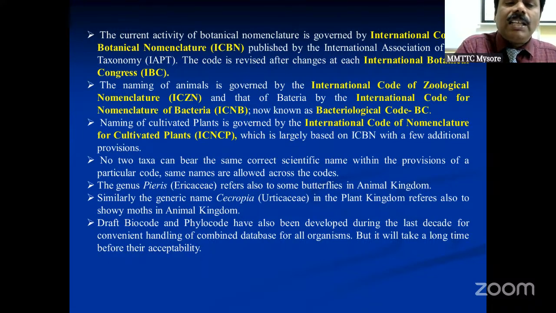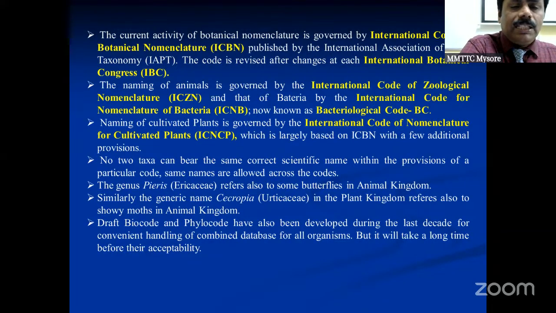No two taxa can bear the same correct scientific name within the provisions of a particular code. But across codes, the same name is allowed. The same name, if it is available in ICBN, will also be admissible in ICZN. There are cases I am going to tell about. That means the same names are allowed across the codes, but within the ICBN, the same name cannot be allowed. That is the mandate of the rules and regulations.